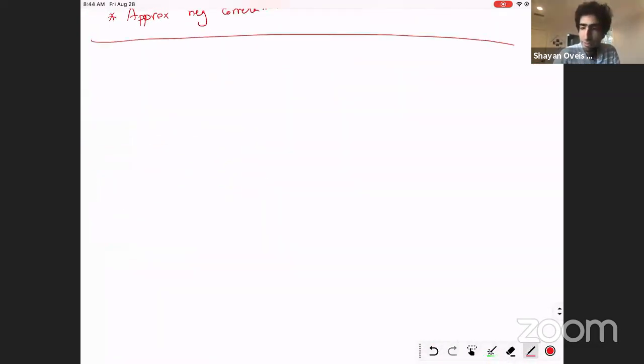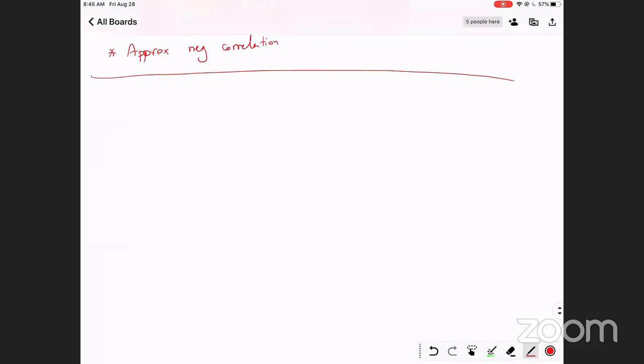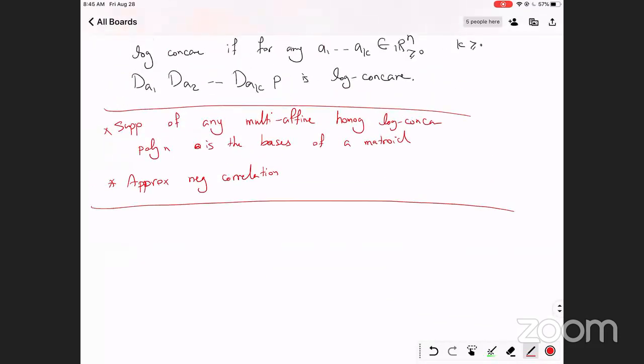Are there any questions? I have a question about this relationship to matroids. Is it true that the matroids that can be realized in this way by real stable polynomials form some natural family of matroids? Oh, matroids which can be represented by real stable polynomials.